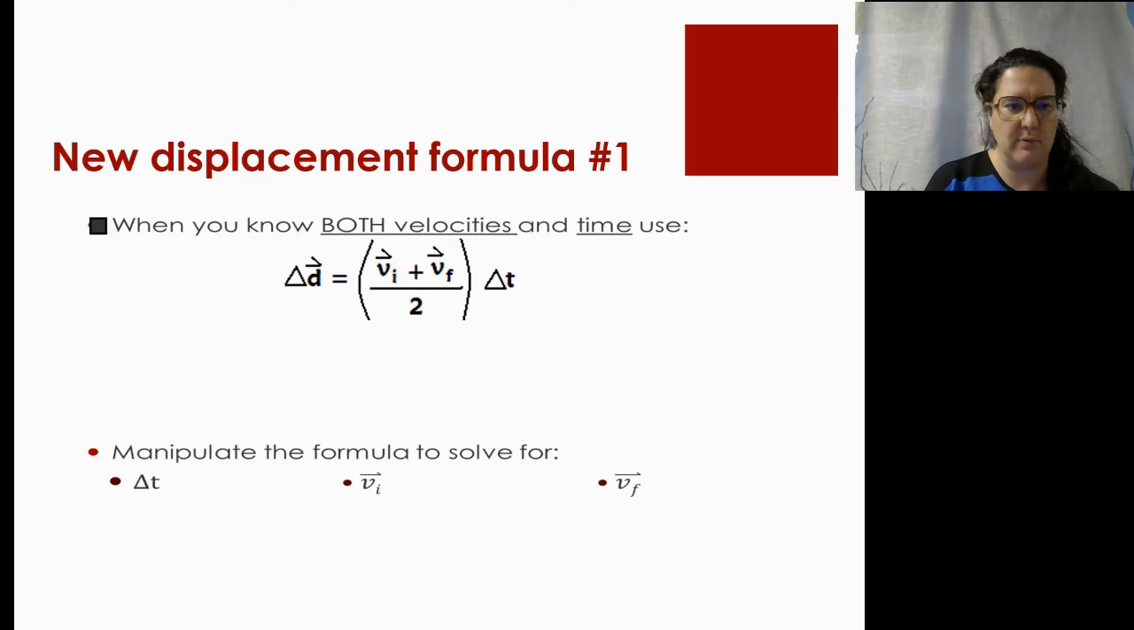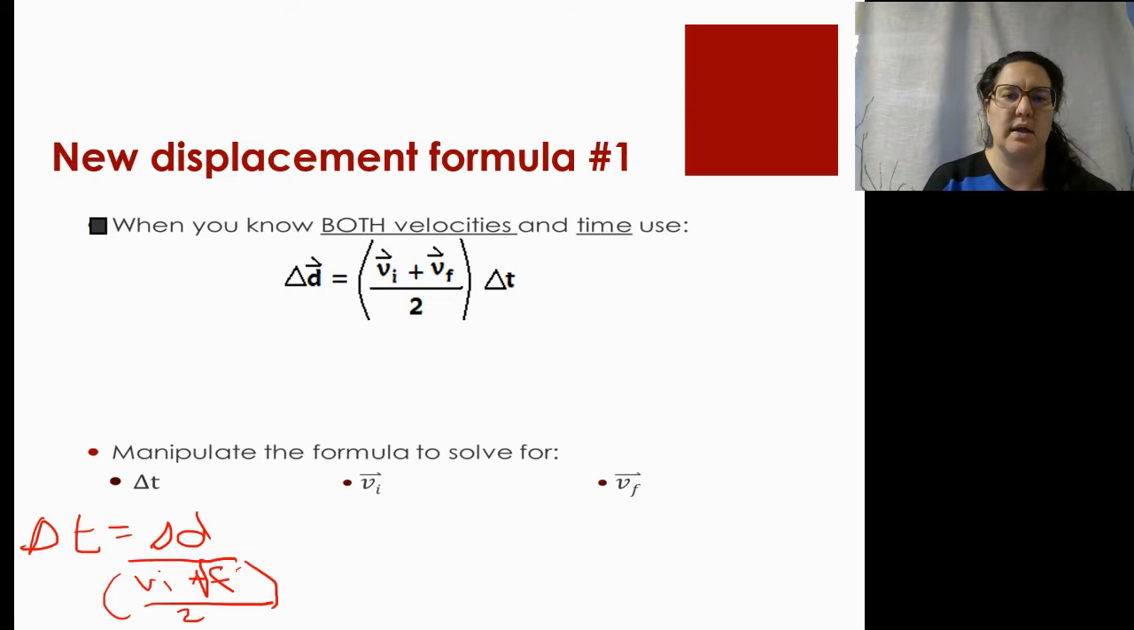I don't have room to go through all the steps here, so I'm just going to do the final one. So delta t is equal to the displacement divided by initial velocity plus final velocity divided by 2. What I did was I divided both sides of the equation by the initial plus final divided by 2.